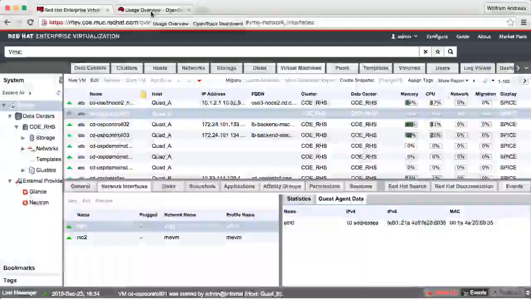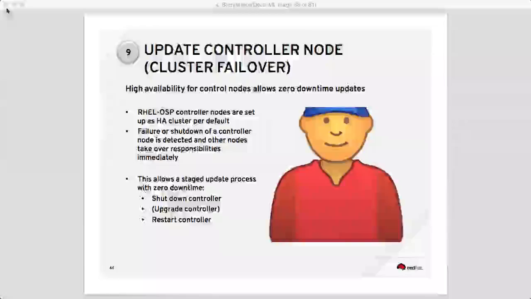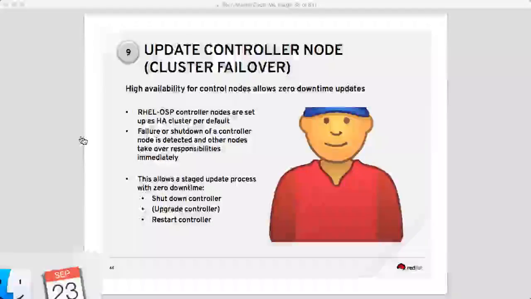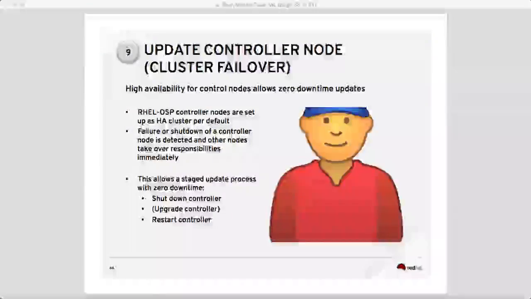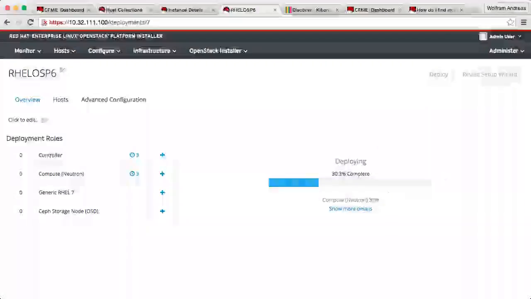I will do a short interruption of the flow here and just want to check if my OSP installation is still running at the moment. So I'm looking at my OSP6 deployment. As you can see, we're still rolling out this new compute node. It's still in the process of being deployed. So let me just revisit this at a later point.